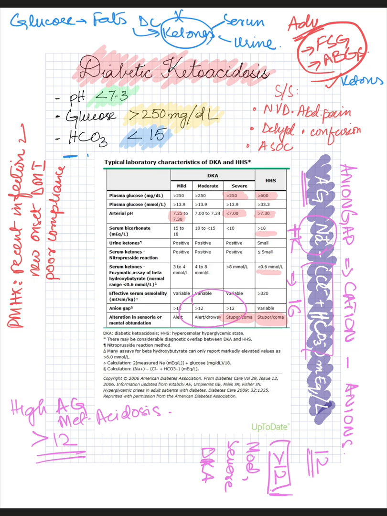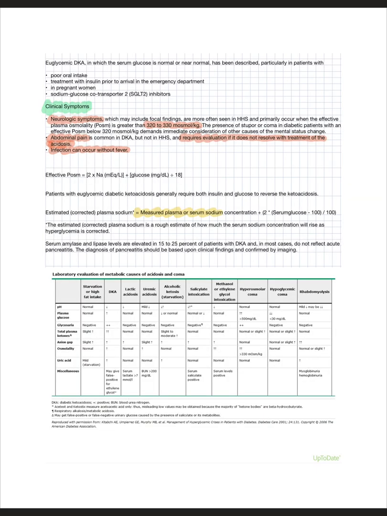So here we just discussed the general picture of diabetic ketoacidosis. How does it look in the labs and what do we have to look for? Although as part of the initial diagnostic criteria the lower limit of glucose has to be 250 milligram per deciliter, the patients with DKA usually present with a glucose greater than 250.